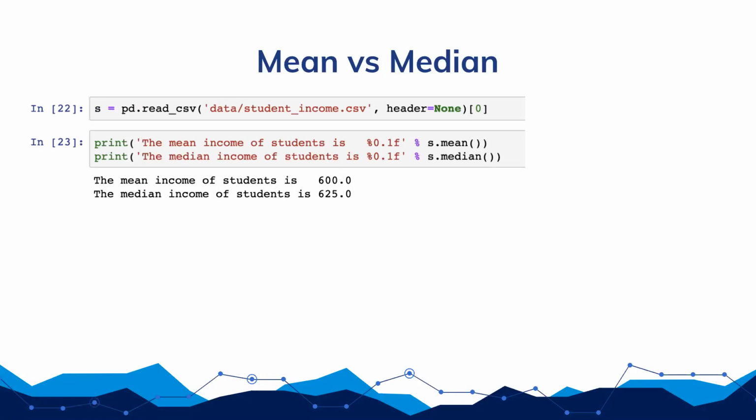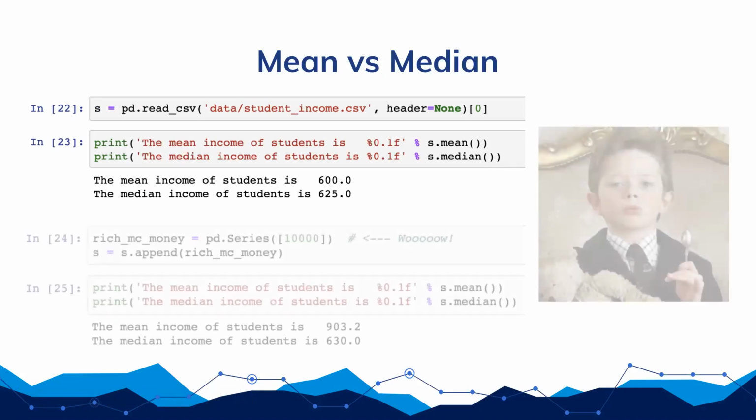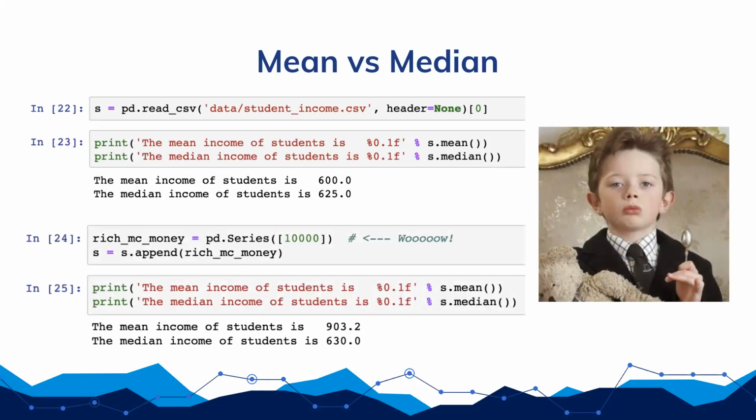Let's suppose we have a data set of student incomes. We have a class and the incomes of each student. We check that the mean income of the students is 600, but the median income is 625, so slightly bigger, okay? But now let's suppose that this kid goes into the class and has an income of 10,000. So just one extra kid in the class. And now the mean jumped from 600 to 903, while the median just jumped from 625 to 630, okay?